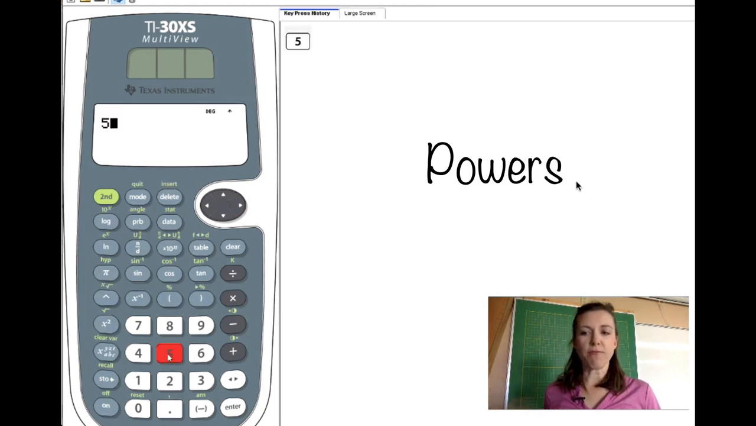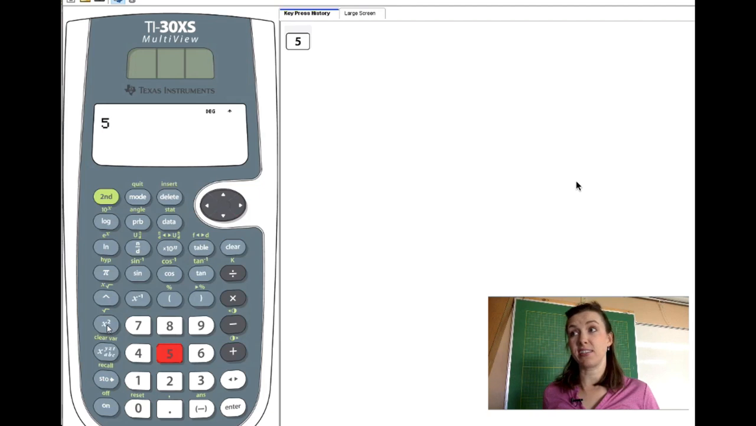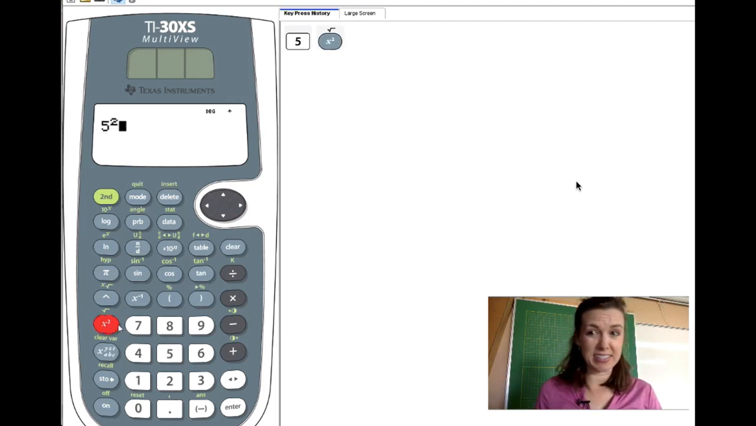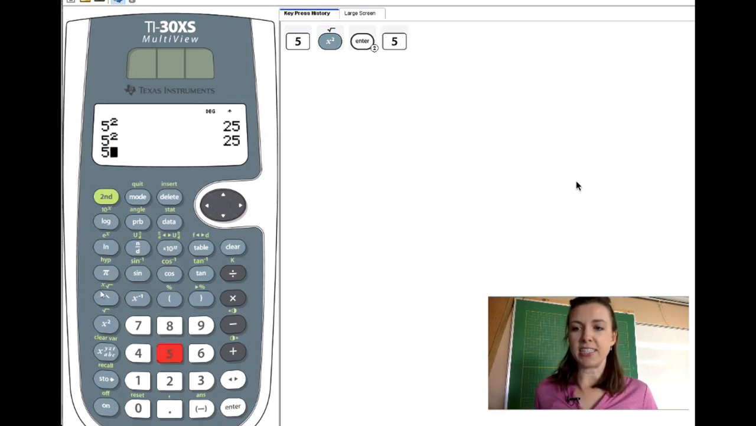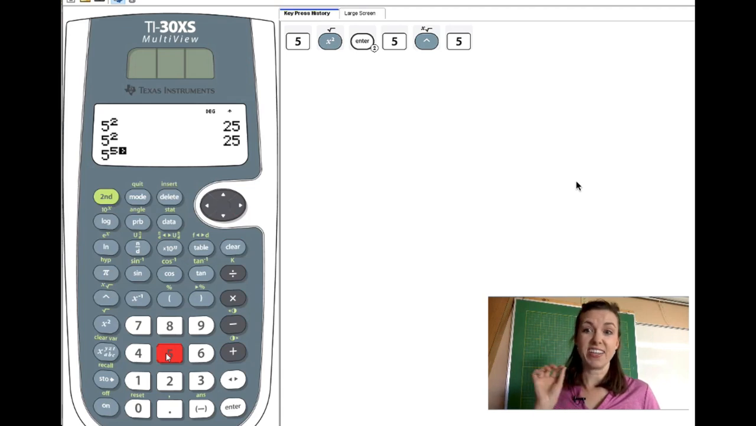Next, we're going to go over powers, okay? So I can go 5 squared, and here we have a nice little squared button, so that's super easy. So 5 squared equals 25. Right? But what if I wanted to do something that wasn't a square? So let's say I go 5, then I can just hit this little arrow. See the little caret? So 5 caret up to, let's go 5 to the 5th power.